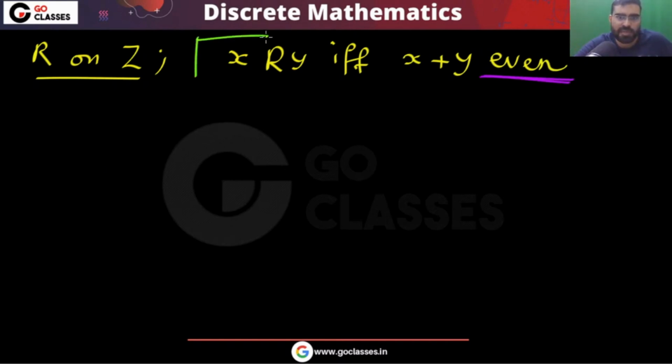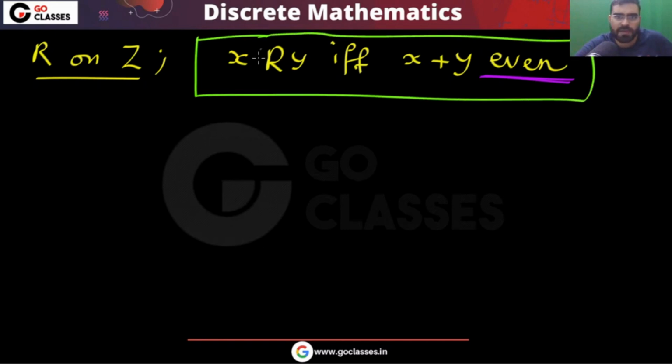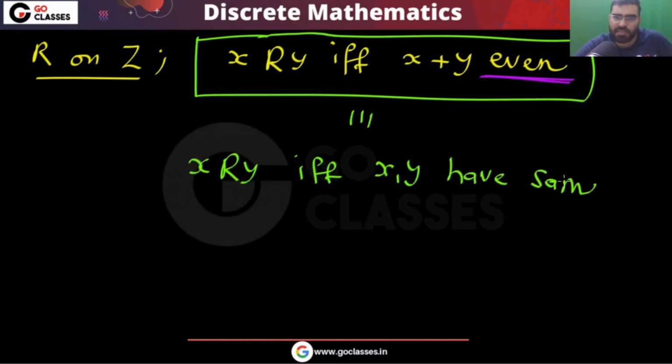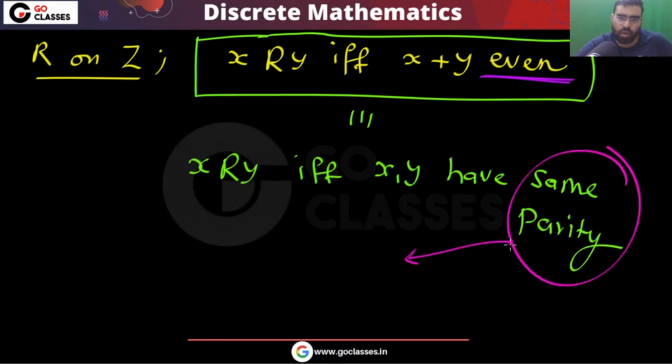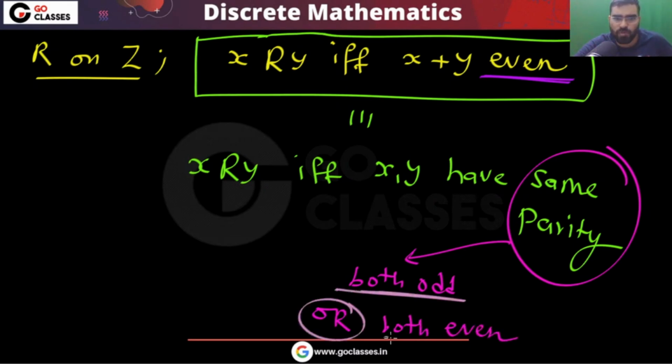So this statement I can also write like this: x is related to y if and only if x comma y have the same parity. Can I say that? Same parity means either both odd or both even. Yes or no? Either both must be odd or both must be even.